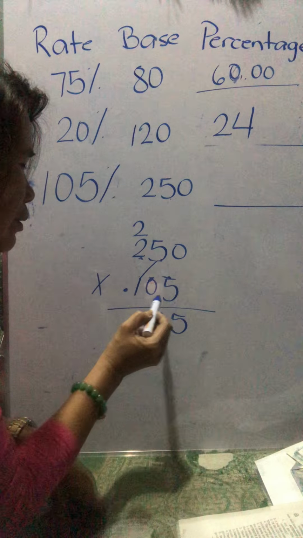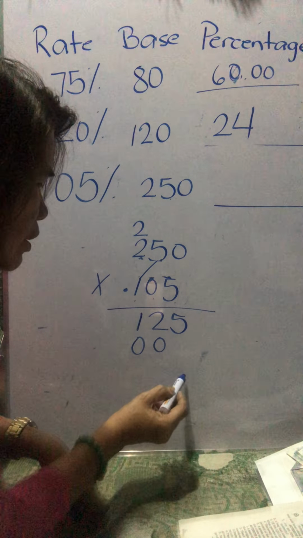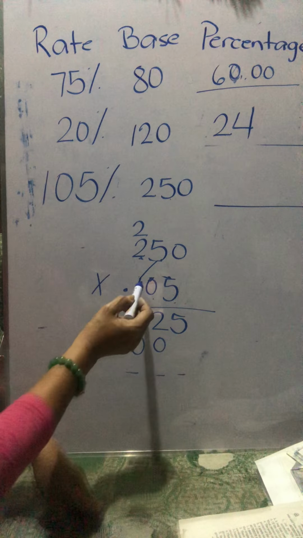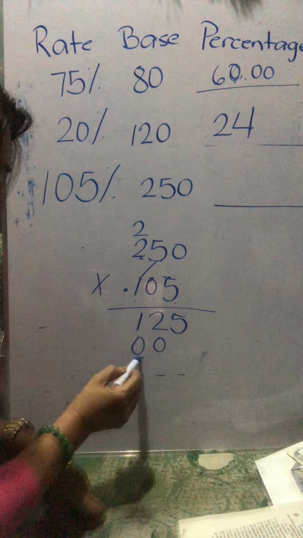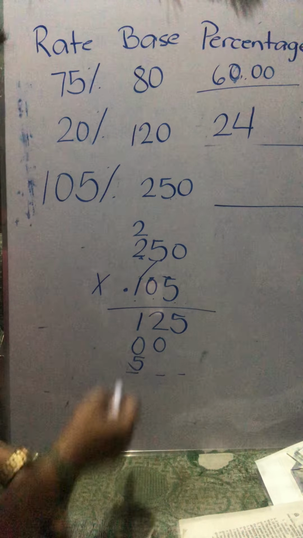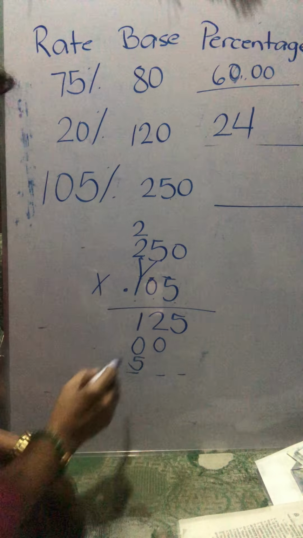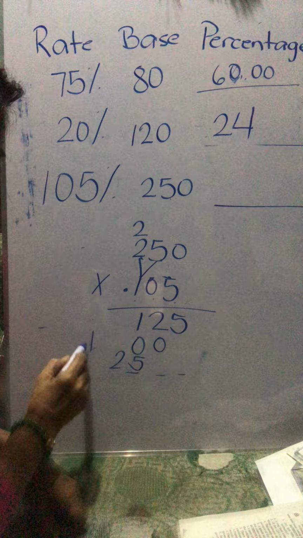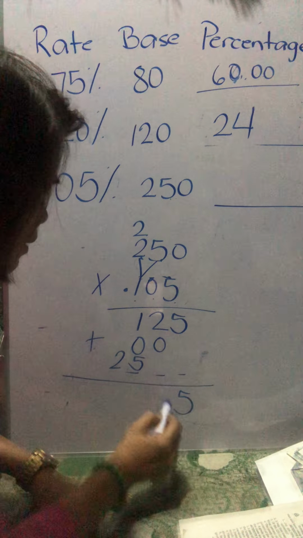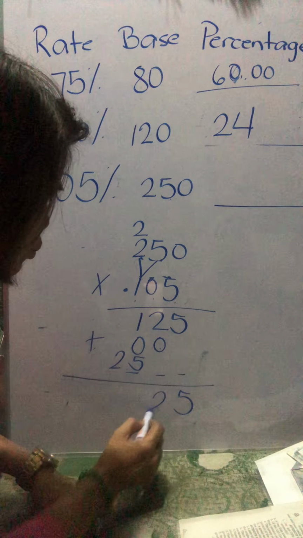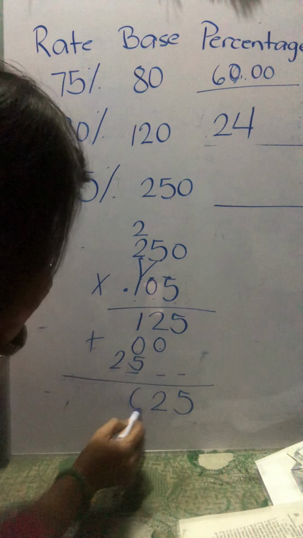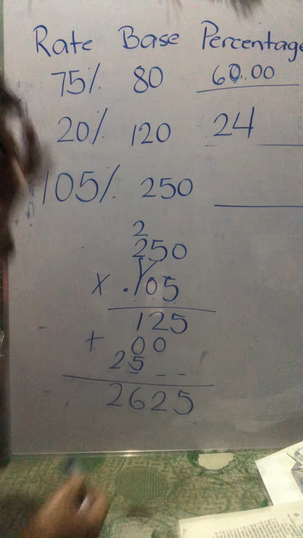This is now 1, 2, 3. This is now 1, 2, 3. So this is where you start writing. This is now 1 times 5. And then, we have here 1 times 2 is 2. So let's add it now. This is now 5. 2 plus 0 is 2. 1 plus 0 plus 5 is 6. And then, we have here 2.